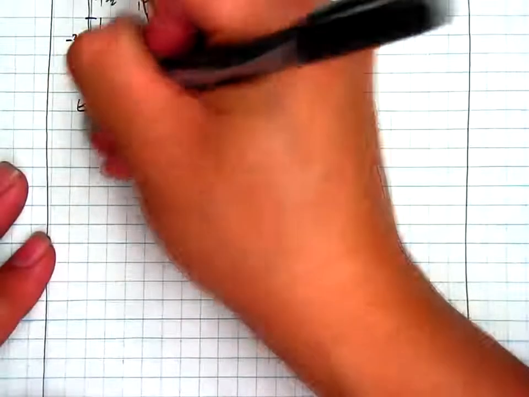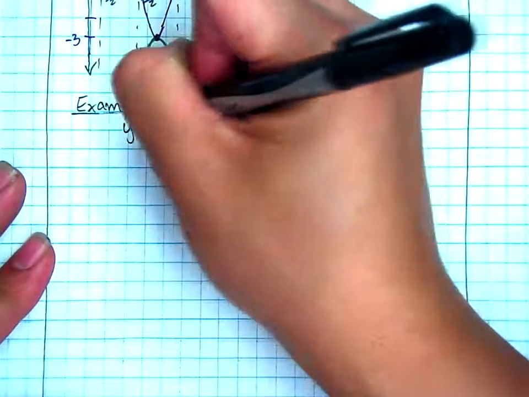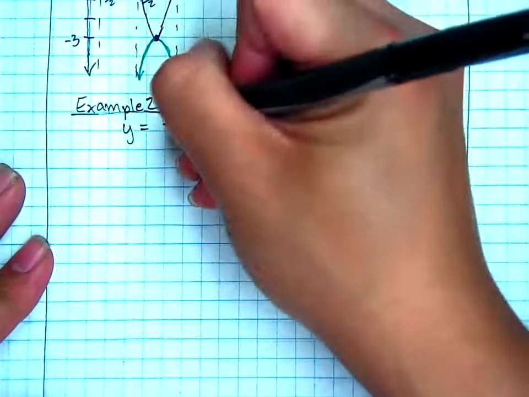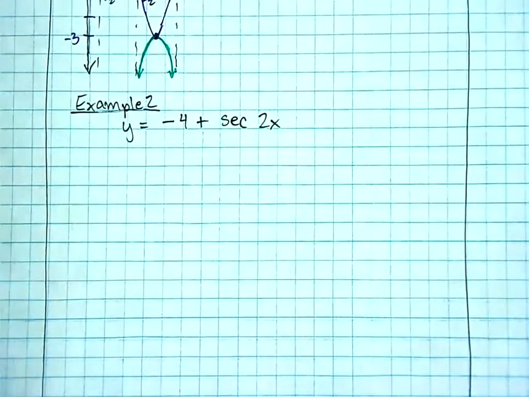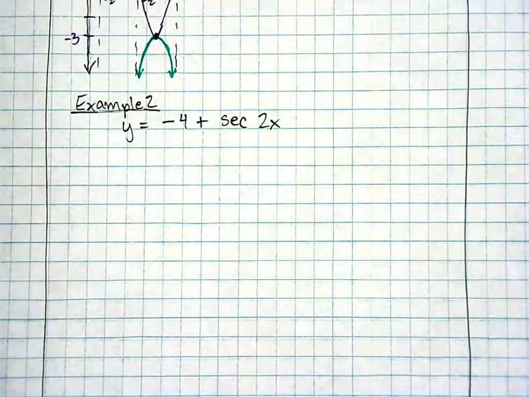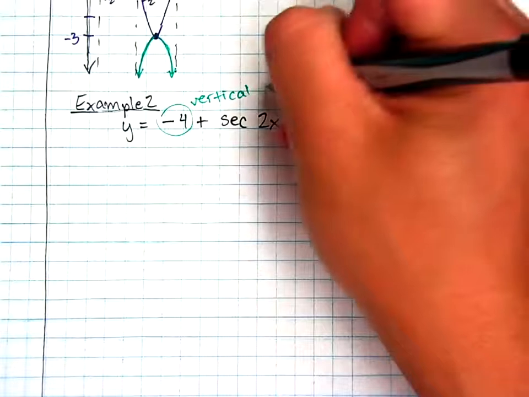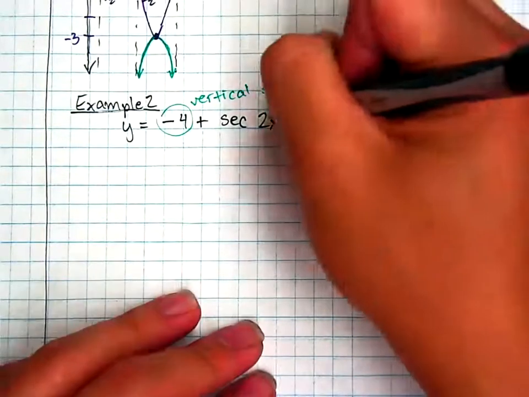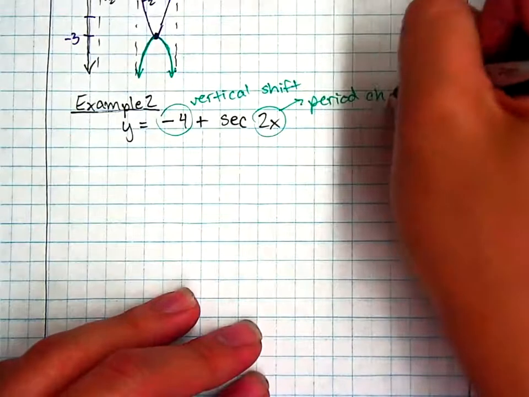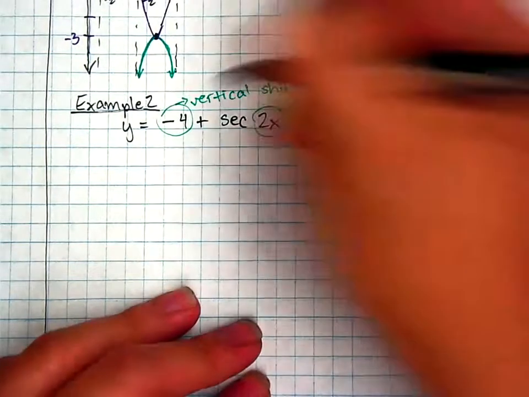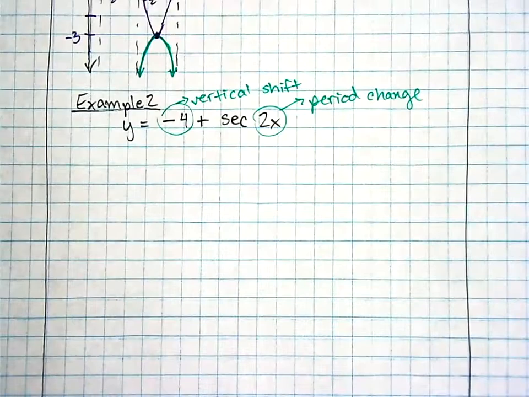We're also going to go ahead and do that same thing for example 2, where we graph the secant function. So this time we're going to have y equals -4 plus secant of 2x. So with this one, we do have a vertical shift. Let's go ahead and note that. Vertical shift, as well as a period change. Okay, so those are the two that we're going to deal with in this problem.